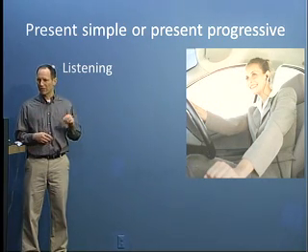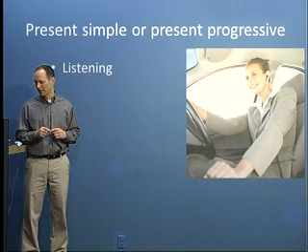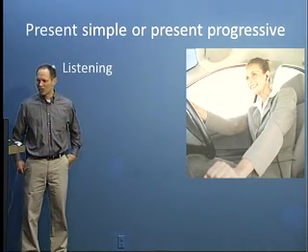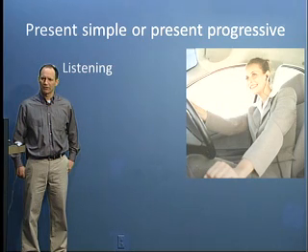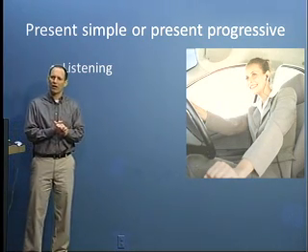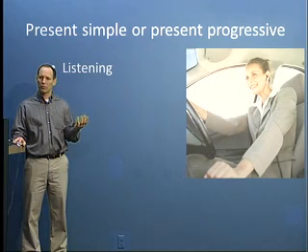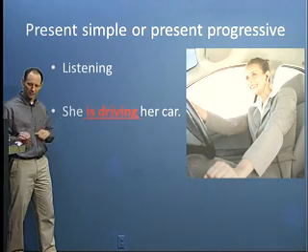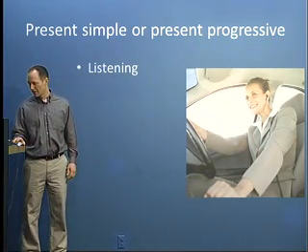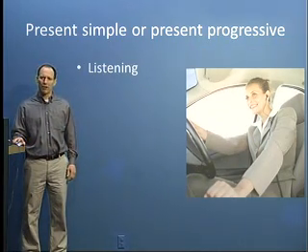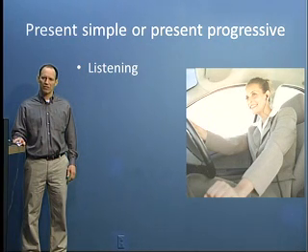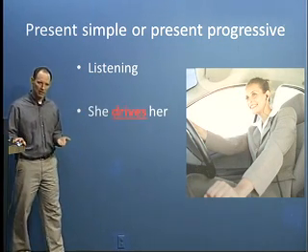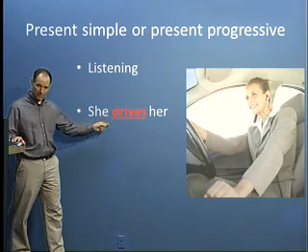It's a little more difficult because you have to do it by listening rather than reading. The first sentence, she is driving her car. That is present progressive. Another one. She drives her car to work. That one, present simple. She drives. Notice how I have the S because the subject is she.